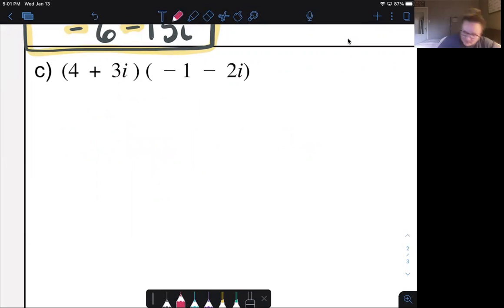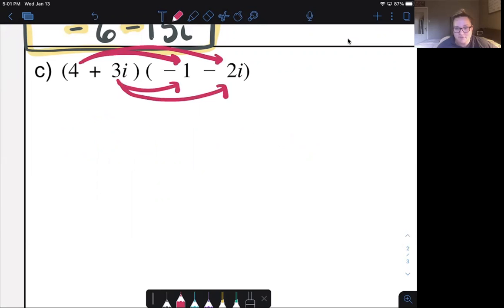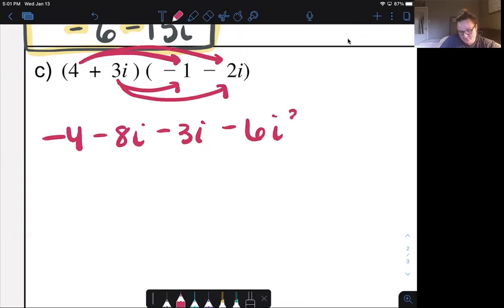So we're going to take 4 times negative 1, 4 times negative 2i, 3i times negative 1, and 3i times negative 2i. So 4 times negative 1 is negative 4. 4 times negative 2i is negative 8i. 3i times negative 1 is negative 3i. And then 3i times negative 2i is negative 6i squared.